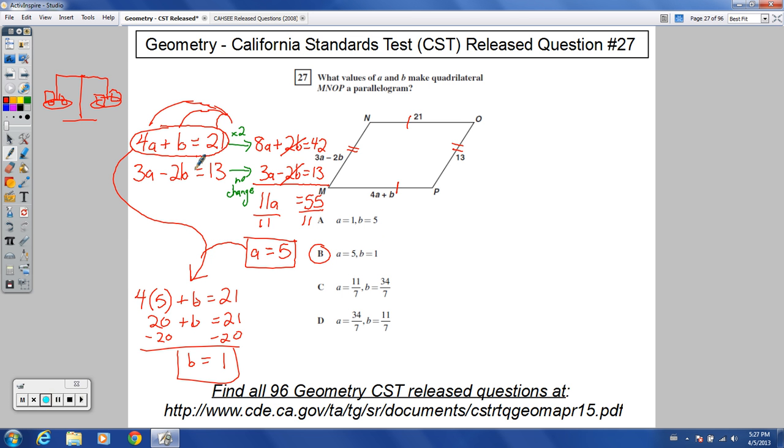You can plug both of those numbers back in. Let's mentally do that real quick just to check. This would be 20. 4 times 5 is 20, plus 1 is 21. And then 3 times 5 is 15, minus 2 times 1 would be 2. So 15 minus 2 is in fact 13. We got the right answer. 27, choice B.